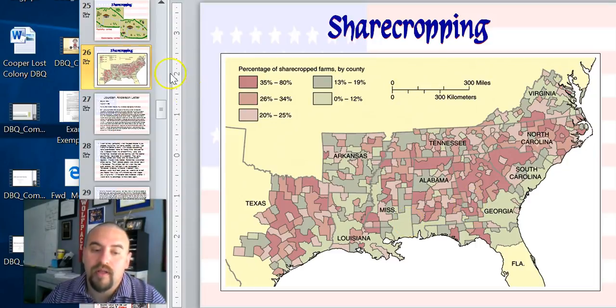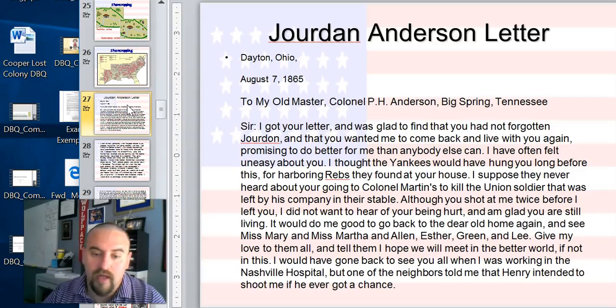And also remember that the sharecropping system is going to have a lot of poor whites in it as well. You're also going to have this tension between former slaves and their slave owners, especially ones that have gone to the North. What this letter is basically, this slave, Jordan Anderson, has made his way into, I believe it's Ohio? Yeah, Dayton, Ohio. And his former owner is asking him to come back to the plantation and work for him.